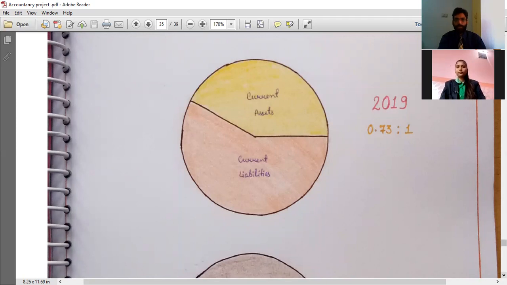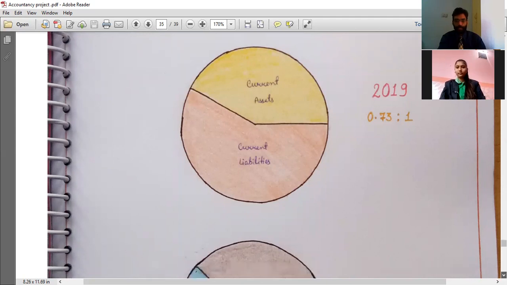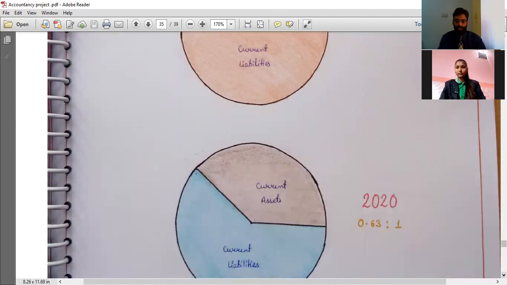Now here you have calculated the liquid ratio of 2019 as 0.73 is to 1, and for 2020 0.63 is to 1. Do you think it is satisfactory? No, sir, it is less than the standard. But what about the current ratio? Okay, fine. So do you think the current ratio is satisfactory? No, sir. It should be 2 is to 1. So now what reasons do you find why their current ratio is less than the standard?